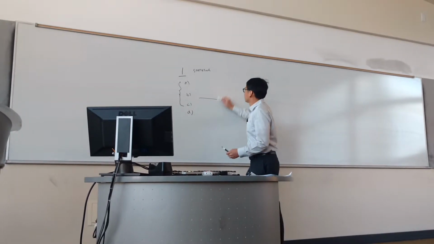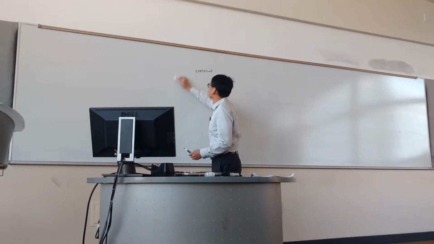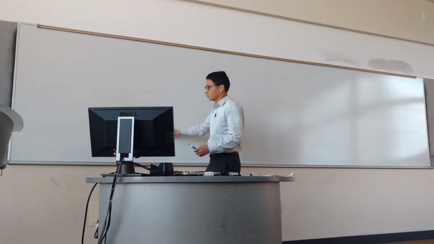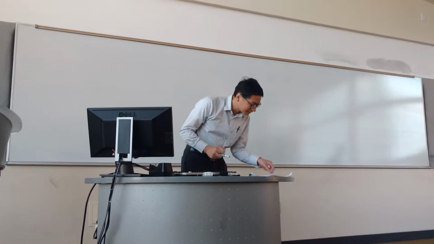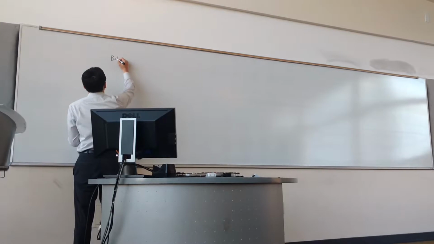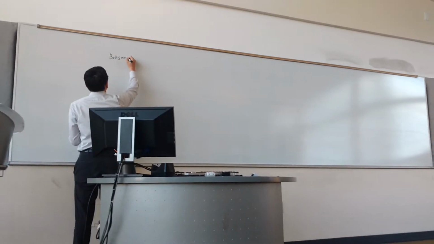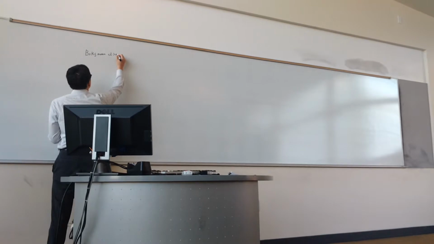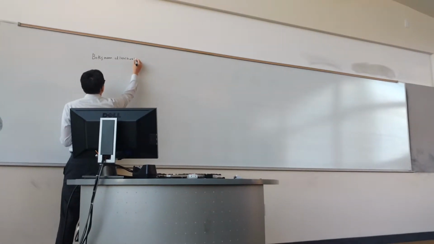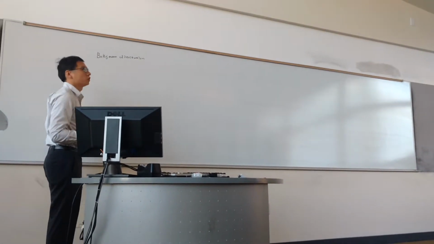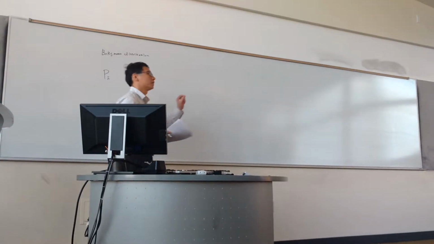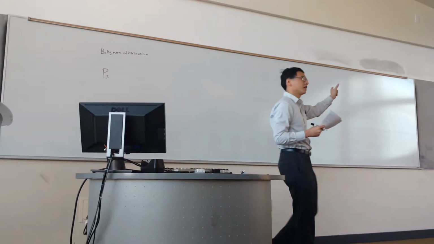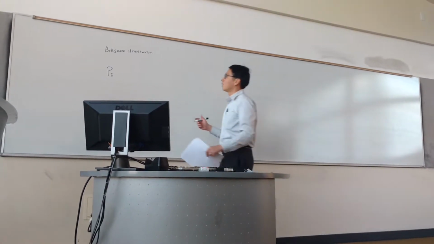Okay, so the first chapter, which is statistical thermodynamics. What's the first thing you need to know? Boltzmann distribution, right? The Boltzmann distribution tells you the probability that you observe the molecule existing at specific states, among all the states.